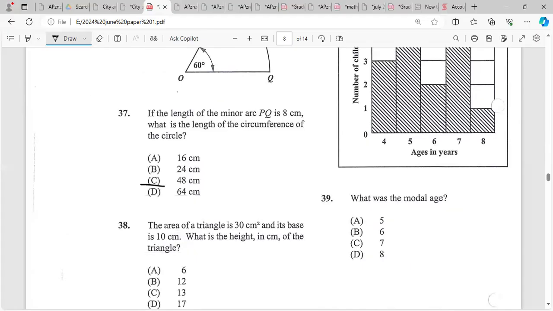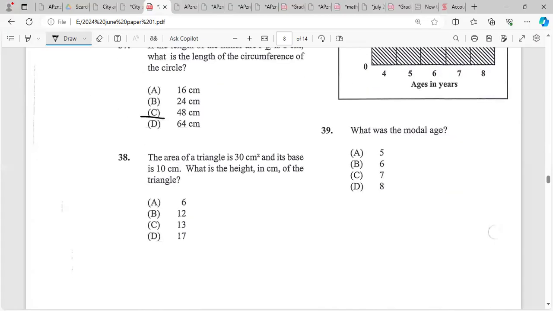Let's move on to 38. The area of a triangle is 30 centimeters squared and its base is 10 centimeters. What is the height?